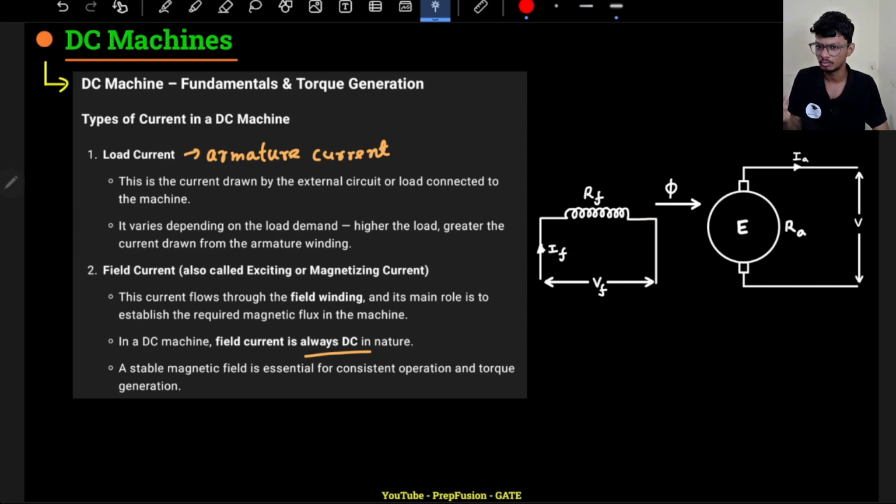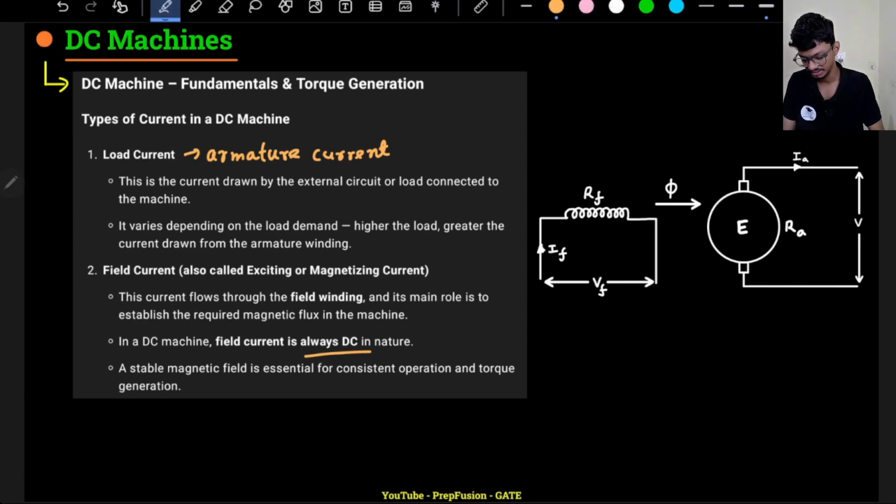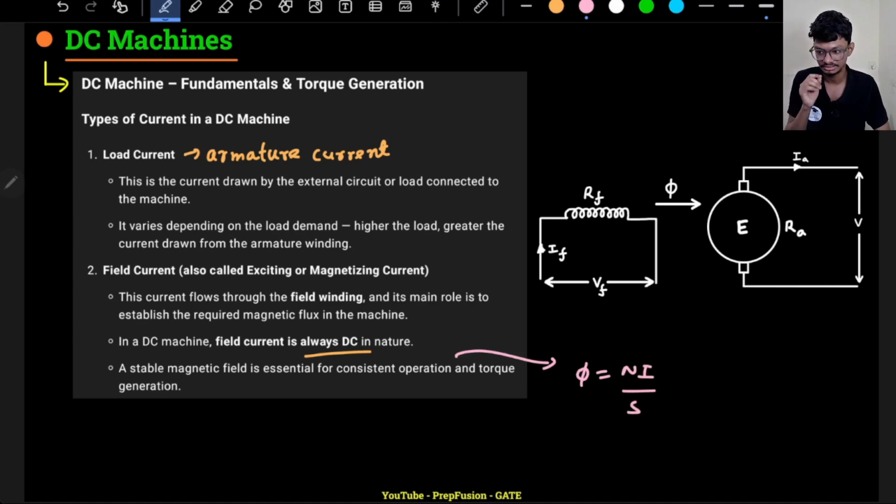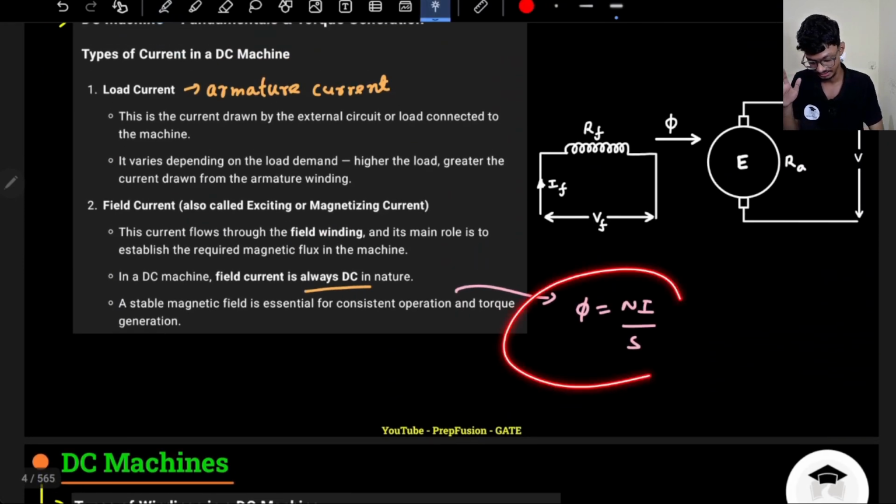I hope you know how a flux is generated. If it's pure DC, it's very simple: flux will be Ni upon reluctance. This is what we have learned in transformers, a very basic thing. So this is the flux that will get generated here.